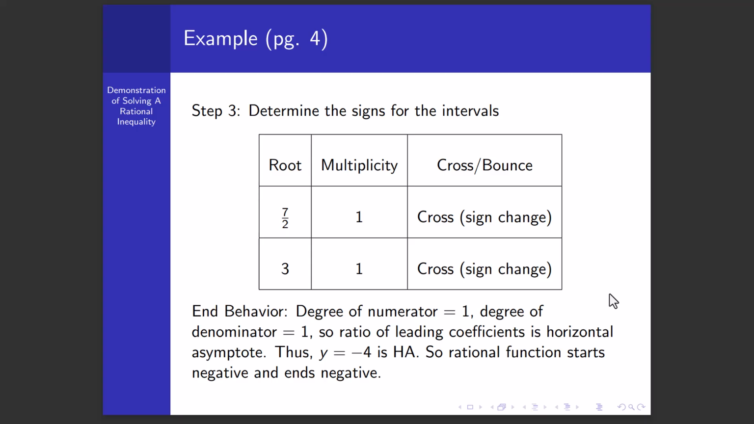The end behavior for this rational function has the degree of the numerator equal to 1, the degree of the denominator equal to 1. So the ratio of the leading coefficients is going to be the horizontal asymptote. So y equals negative 4 is the horizontal asymptote. Because it's negative, the rational function is going to start negative and it's going to end negative. That's what the horizontal asymptote tells us. So right here, I have 2 of my intervals with their signs already known.